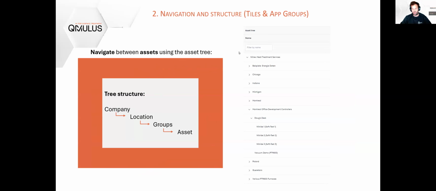So this is a screenshot taken out of the development environment. You see it's Nitrix Heat Treatment Services as the company name. And then we have, for example, the different locations of Nitrix. And we have also some artificial locations like Montreal. Yeah, exactly, Doug's desk. And underneath this group of assets, you find the assets themselves.